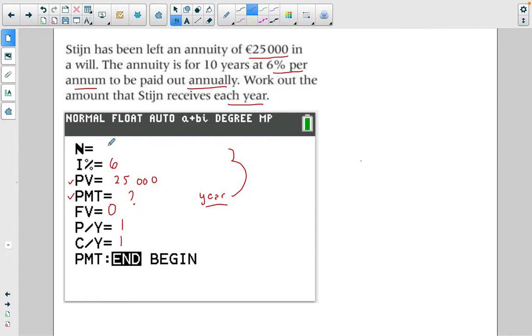And the annuity is for 10 years. Again, because the payment is done per year, we're talking about 10 payments and we don't need to multiply by 12. So this is what I mean by the units. You have to be careful with the units here.